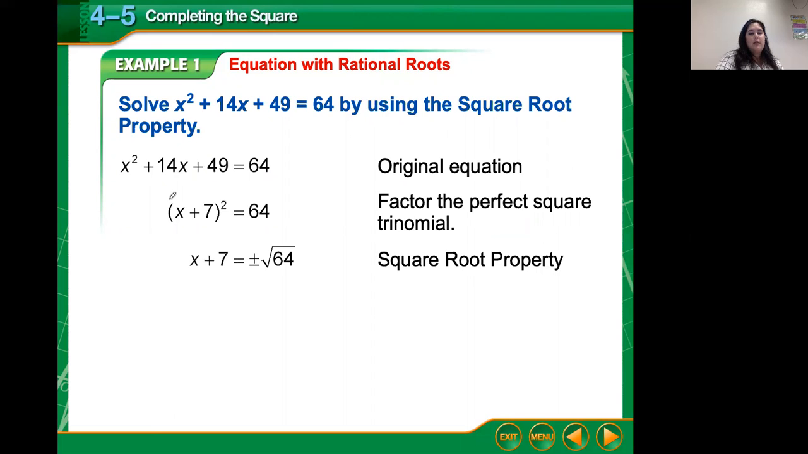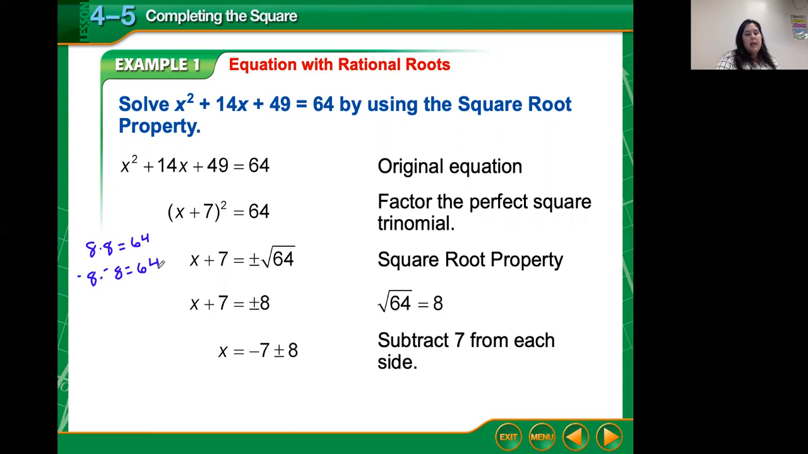So we get x plus 7 equals plus or minus the square root of 64. And that is because when we take the square root of 64, we have two possible solutions. We can have positive 8, because 8 times 8 is 64. But so is when we multiply negative 8 by itself. Negative times a negative equals a positive. So that is why we have a plus minus here. So we end up with x equals negative 7 plus or minus 8.